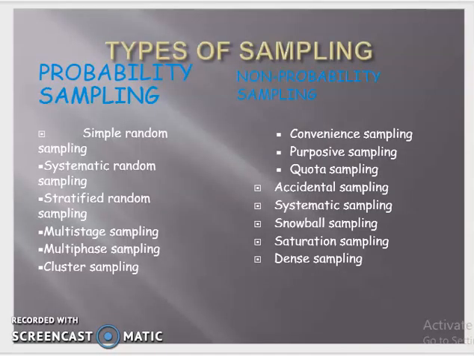And there are different types of sampling, which are broadly classified into two: probability sampling and non-probability sampling. Probability sampling includes simple random sampling, systematic random sampling, stratified random sampling, multi-stage sampling, multi-phase sampling, and cluster sampling. Whereas non-probability sampling includes convenience sampling, purposive sampling, quota sampling, accidental sampling, systematic sampling, snowball sampling, saturation sampling, and so on. So we'll be seeing a few of these sampling types in detail.